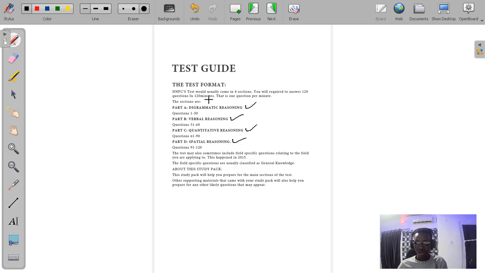It is clearly stated here that the NNPC test would usually come in four sections. You will be required to answer 120 questions in 120 minutes. So let's assume we are going to come across 120 questions. That means we are only expected to spend 1 minute on each question. So you have to be very, very smart. Let me just tell you this.